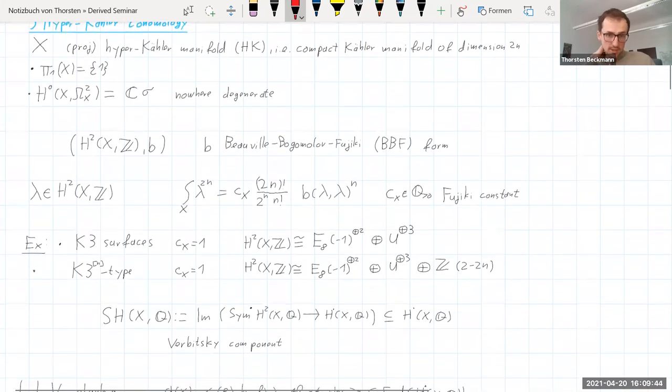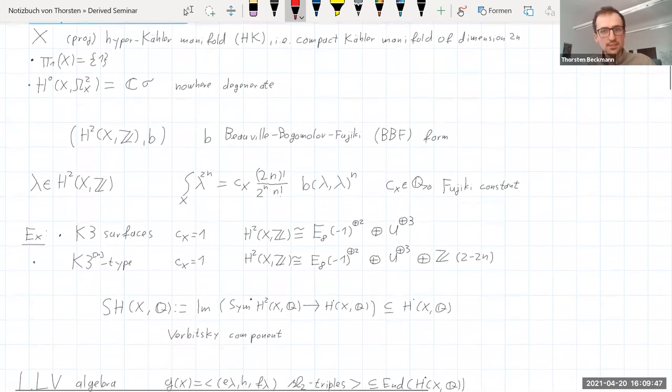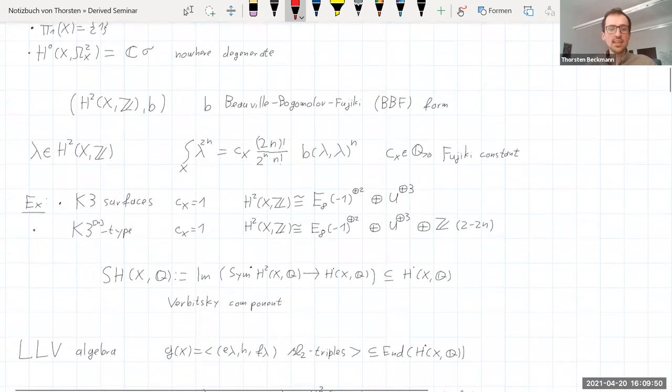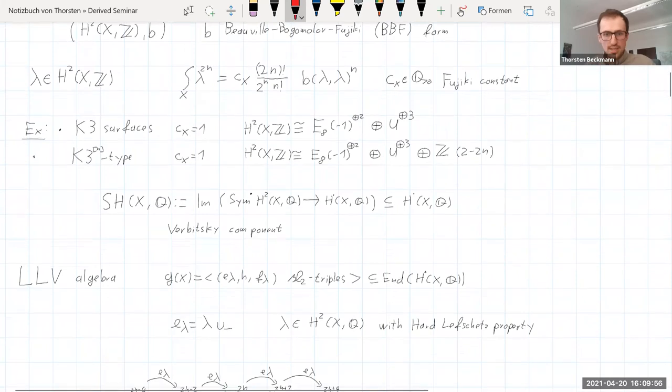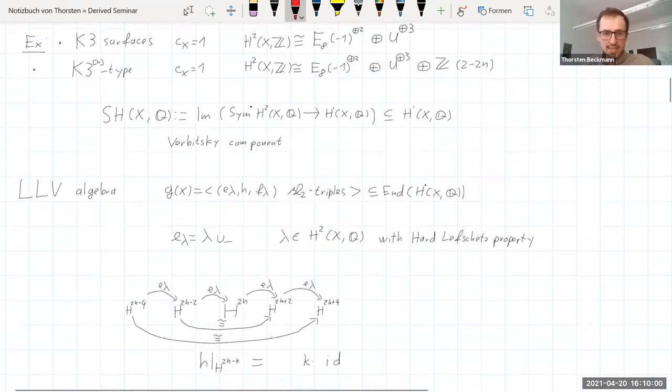Another thing which we will need in this talk, and the good thing is we had an in-person derived seminar two weeks ago to talk about it, so I can be brief, is the LLV algebra. LLV stands for Looijenga-Lunts-Verbitsky Lie algebra, denoted by g_X. It is the subalgebra of the endomorphisms of the full cohomology generated by all sl2 triples of the form e_lambda, h, and f_lambda. Here e_lambda, for a class lambda in the second cohomology, is the operator of cup product with the class lambda, and we consider the lambdas which have the hard Lefschetz property.